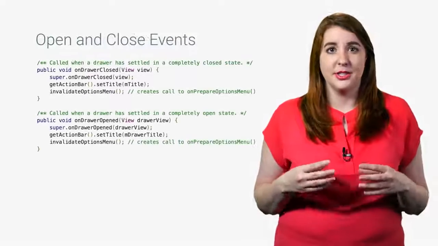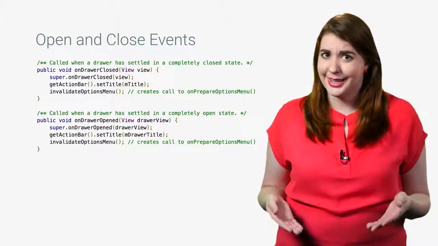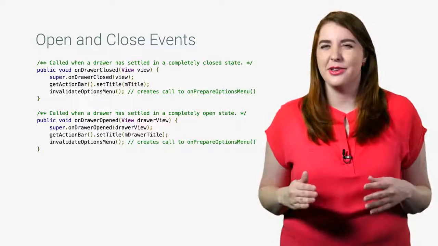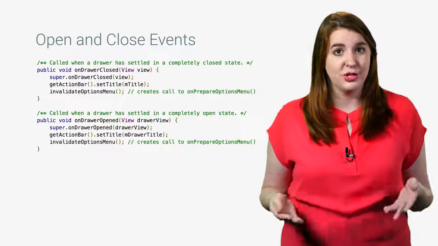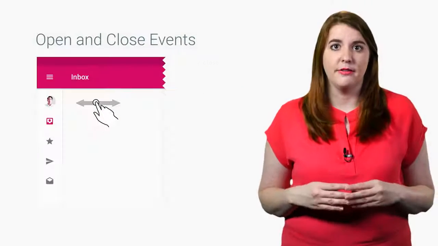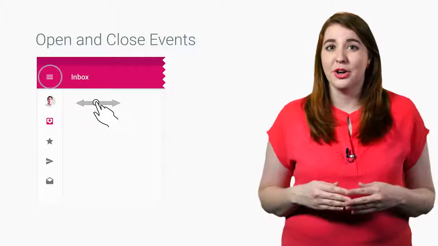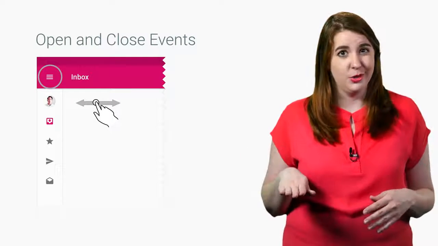Now, if your navigation drawer is not a permanent view in your app, which is highly likely, you'll want to listen for open and close events. This will allow you to make any adjustments you need before switching views. The default trigger for opening the navigation drawer is a swipe from the left, but you can also use the hamburger icon to toggle the drawer open and closed.